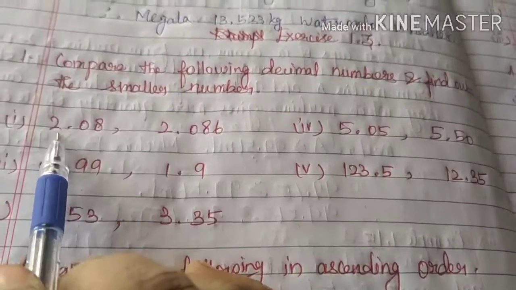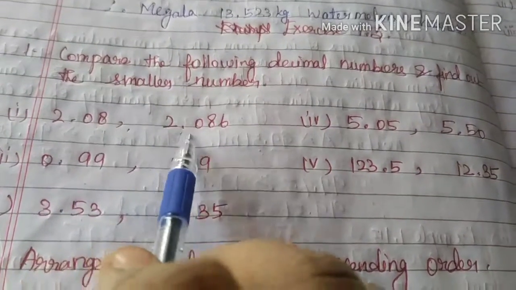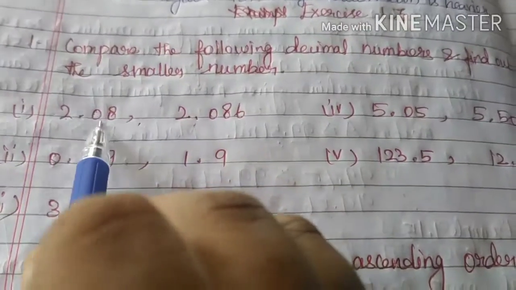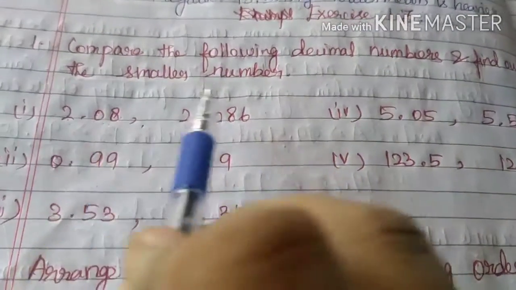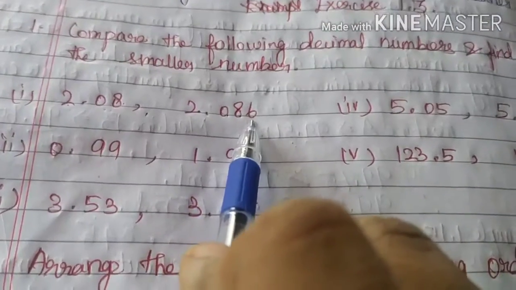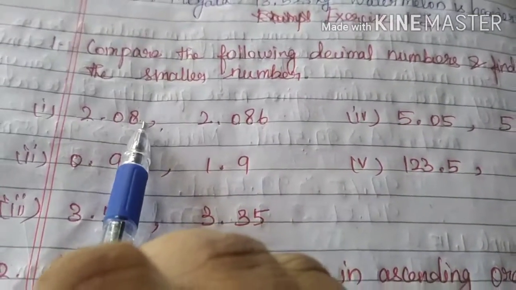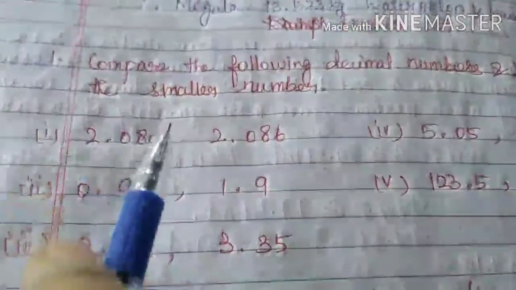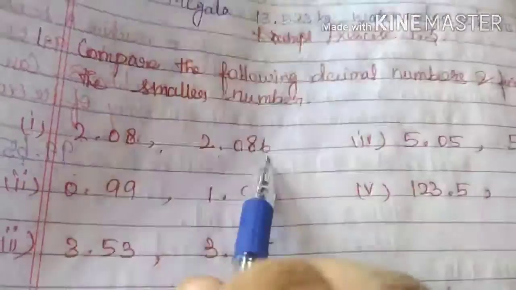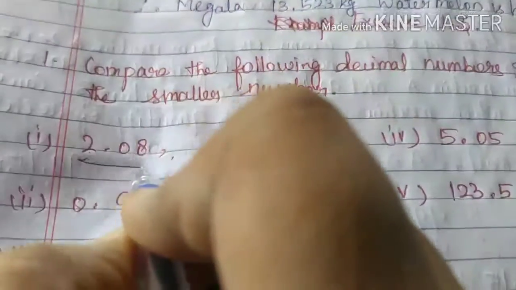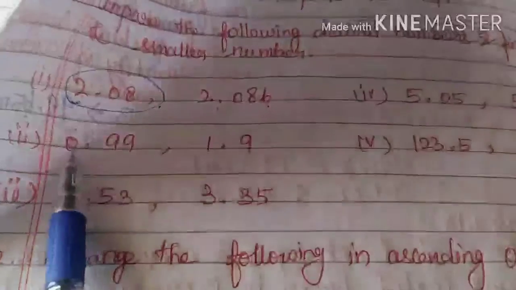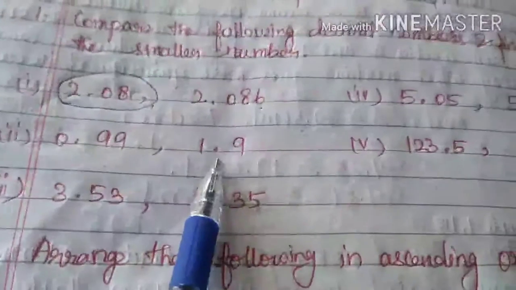Very much simple. Here first is 2.08, 2.086. Look at this, children. Whole number part is same, 10th place also same, 100th place also same, but in the 1000th place 6 is here. Here no number. No number means we have to consider as a 0. So which is smaller? 0 is smaller when compared with the 6. So smaller number is 2.08 is the answer. Okay. So next 0.99. Here look at this, children. Whole number is 0. Here whole number is 1.